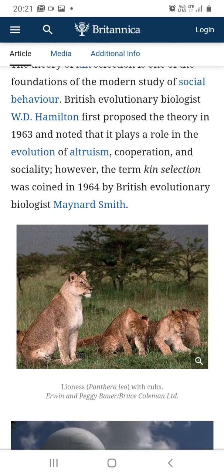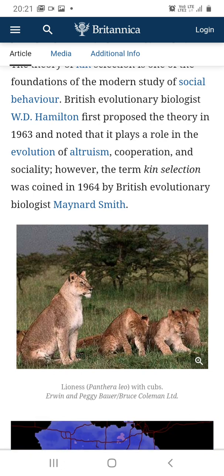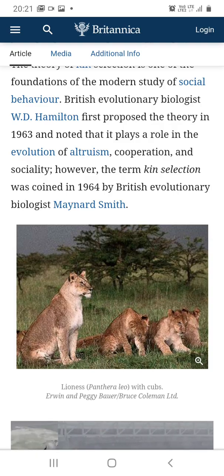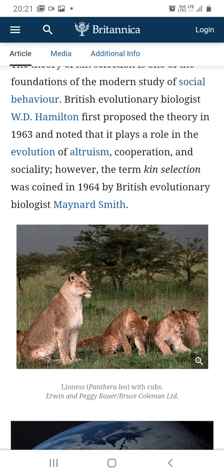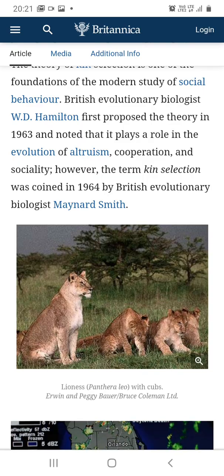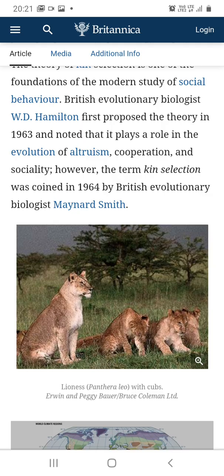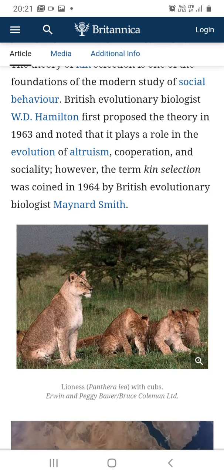So, this theory plays a role in the evolution of altruism and cooperation, where they help one another to bring success for the survival of the hive or the group. So, this behavior shows the evolution of cooperation and social behavior. The term kin selection was coined in 1964 by a British biologist, J. M. Smith.